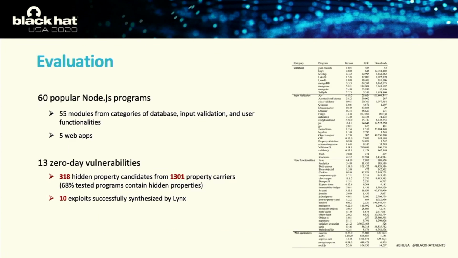So here, let's look at some evaluation data and have more insights about the impact of our research. During our research, we chose 60 widely used programs from NPM. There are 55 modules and 5 web applications. With the help of Links, we tracked more than 1,030 carriers and detected 300 hidden property candidates associated with them. In the end, we confirmed 13 zero-day vulnerabilities. And with the help of symbolic execution, Links even synthesized 10 exploits.